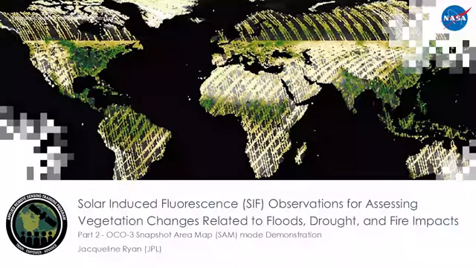Thank you, Junjie. Now we'll begin the second exercise of this SIF training course, covering the OCO-3 snapshot area map mode and flux tower data by looking at case studies in 2 different regions of the United States. This is following up from our previous session introducing SIF data and how to work with it. If you've been following along from the first exercise, you should have already installed the course materials and have the Jupyter Notebook environment set up.